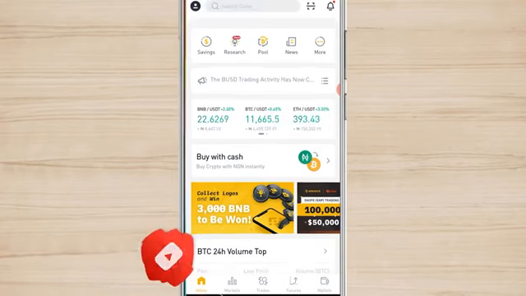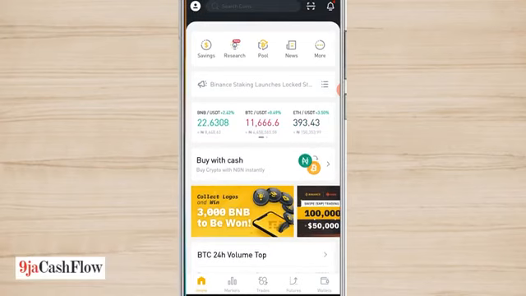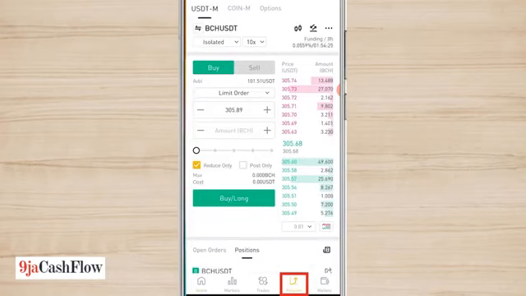And let's dive in. So Binance Futures is quite easy to use, and what you need to do is to open the Binance app, then head over to the Futures tab. It's at the bottom right, the second icon at the bottom right. So I'll click on Futures, and it takes me there.